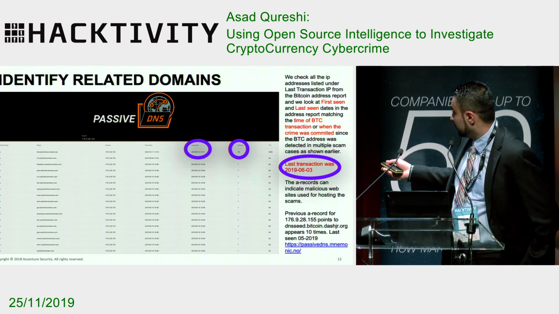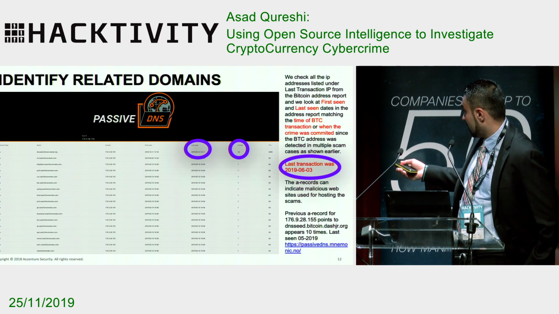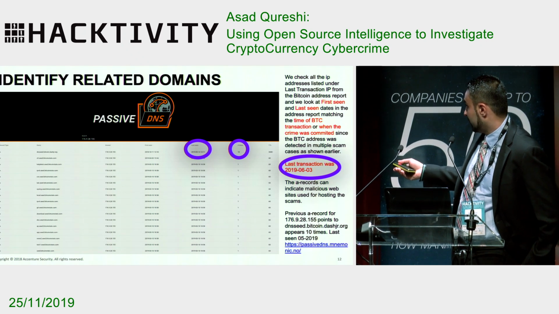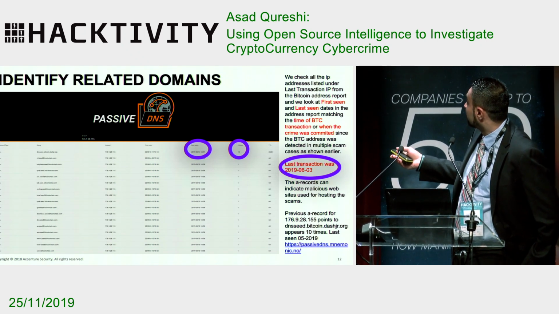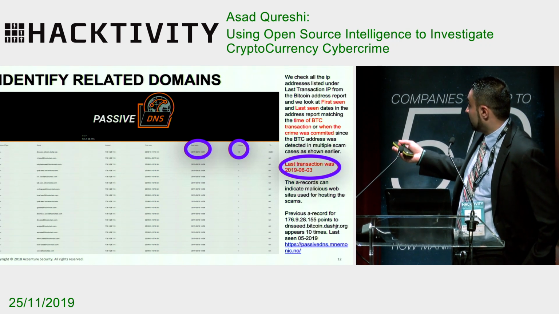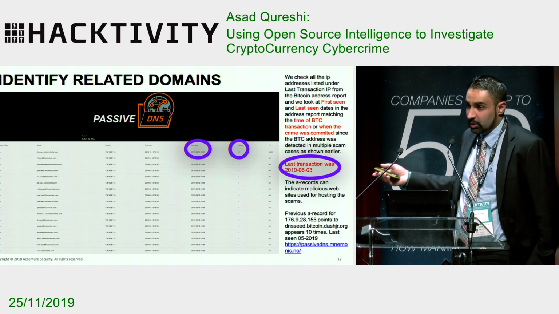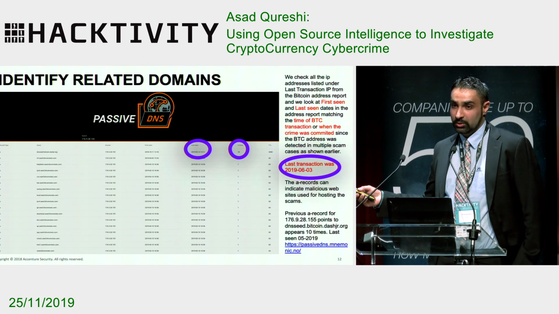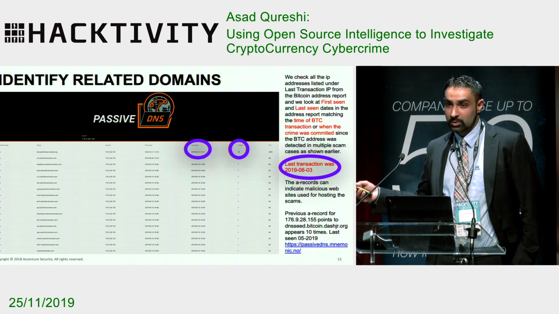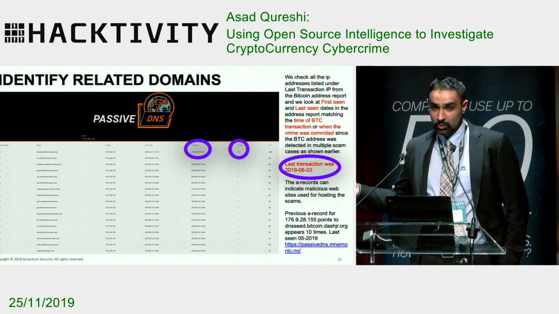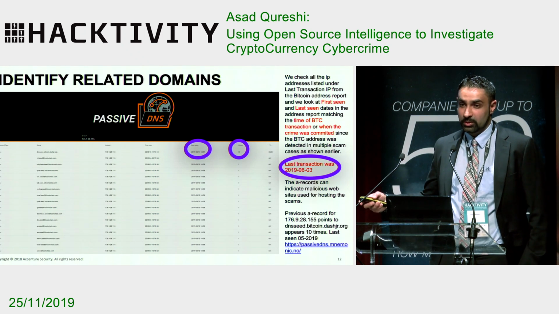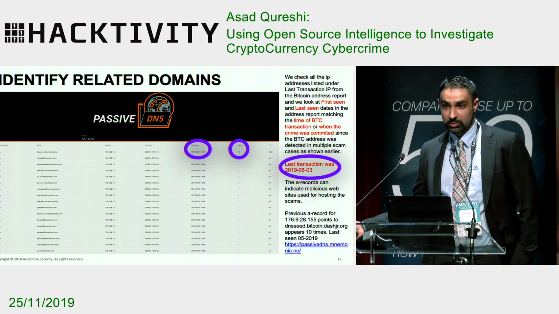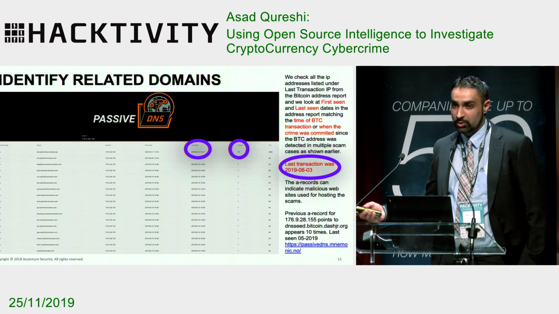So from that, we found out that the A record points to a specific DNS address, which appears 10 times. So why is this important? It's important because we can relate the Bitcoin crime to a specific host name. So we know that this malware could have been delivered from this domain. We don't know for sure, but our job is to try to find out.